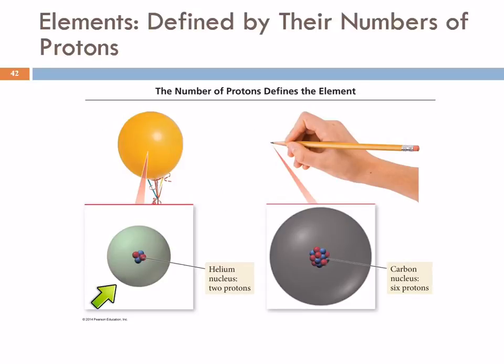Here we have an illustration of a helium atom. In its nucleus are 2 protons. All helium atoms have 2 protons. Here is a carbon atom. There's carbon in the graphite of your pencil, every carbon atom has 6 protons in its nucleus. If it has a different number of protons, it's a different element.